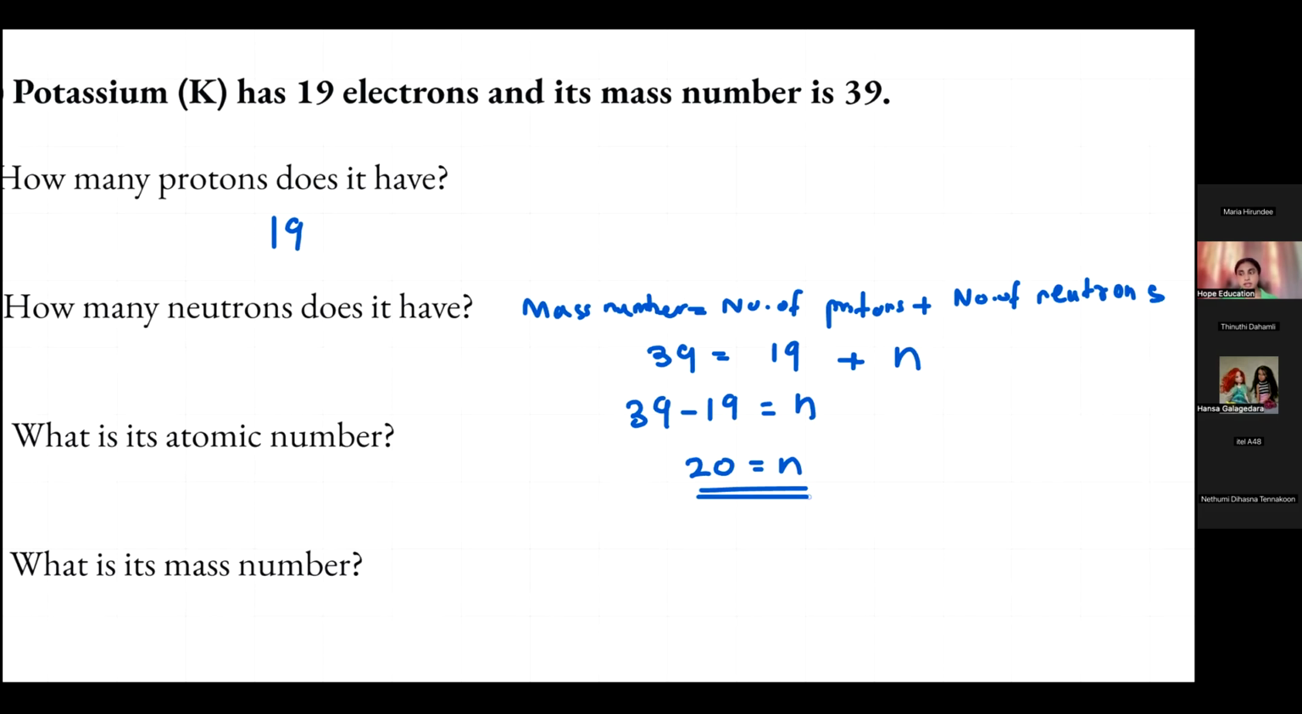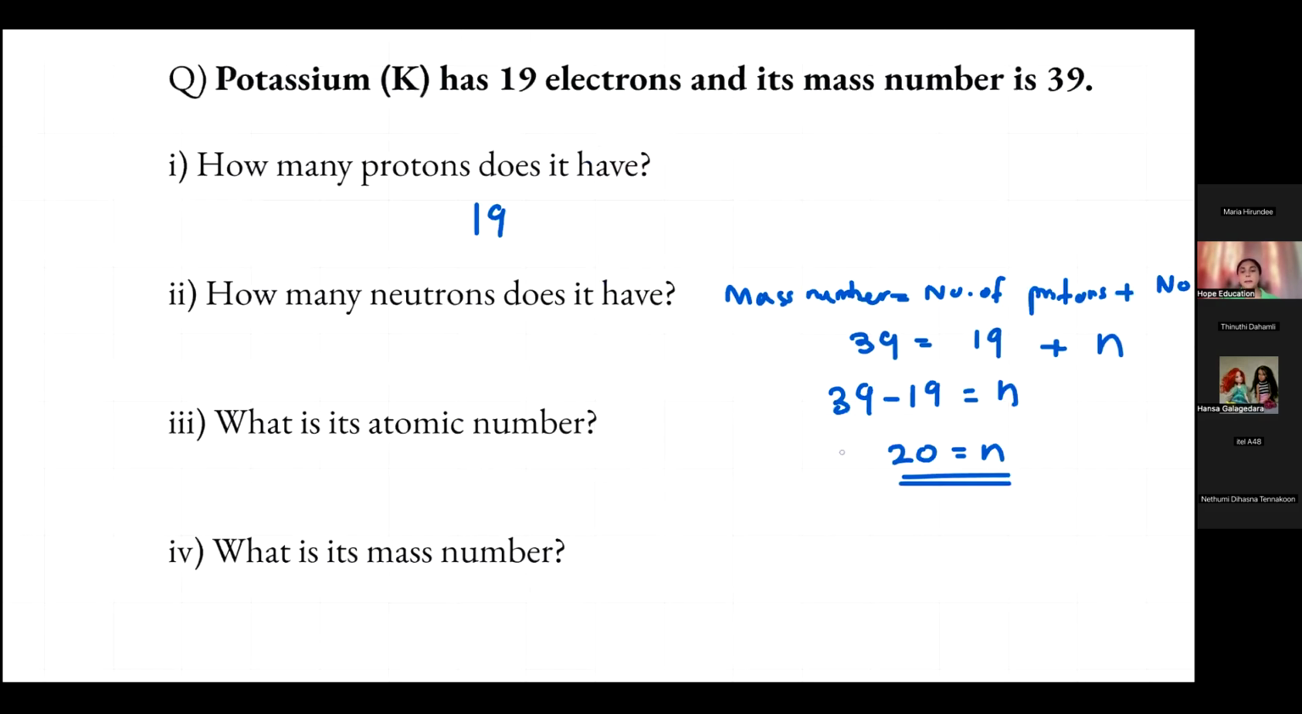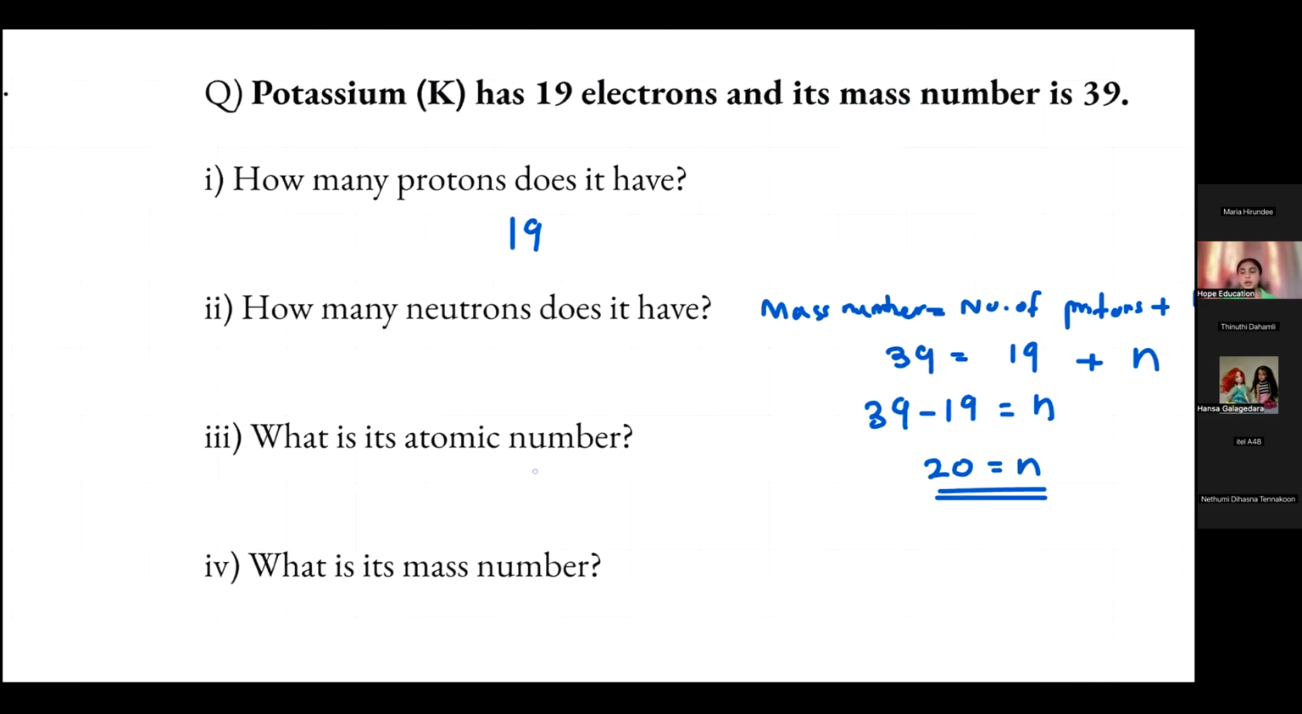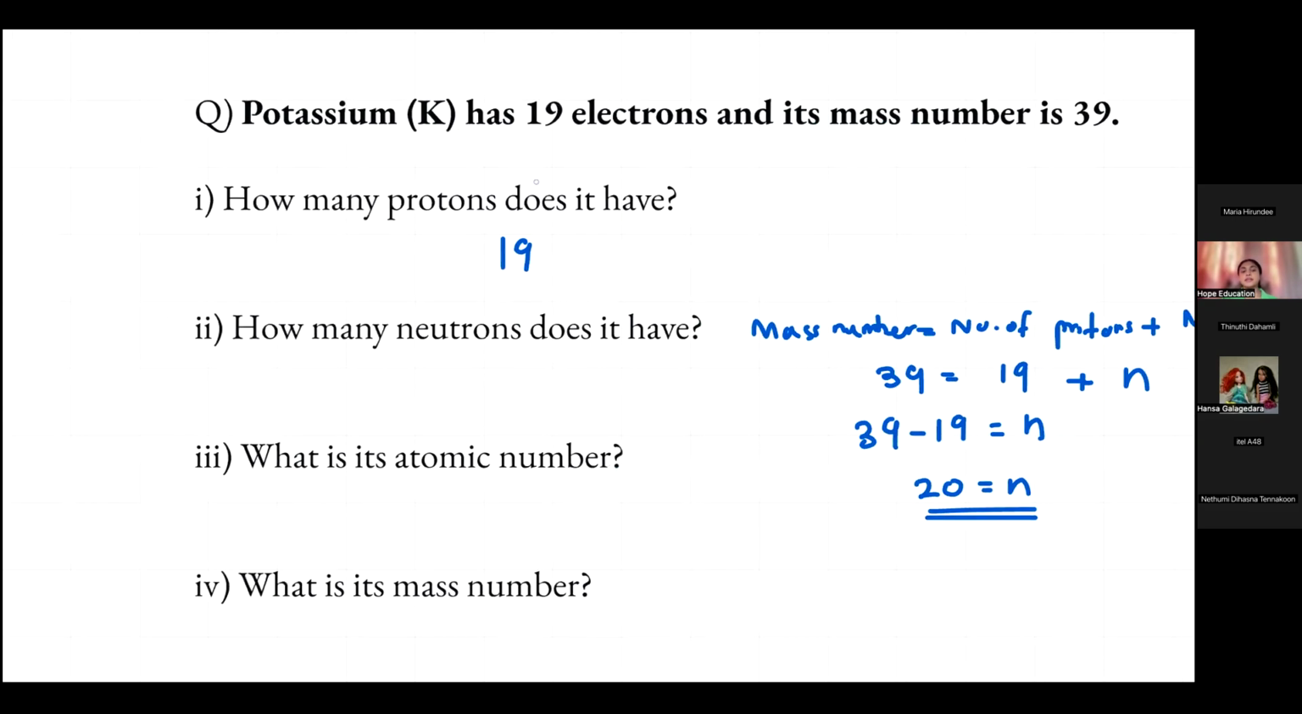Some of you have gotten the answer. Others also, I hope it's clear. Okay, so that is the number of neutrons. What is its atomic number? Yes, since the number of protons is 19, we know atomic number is also 19.